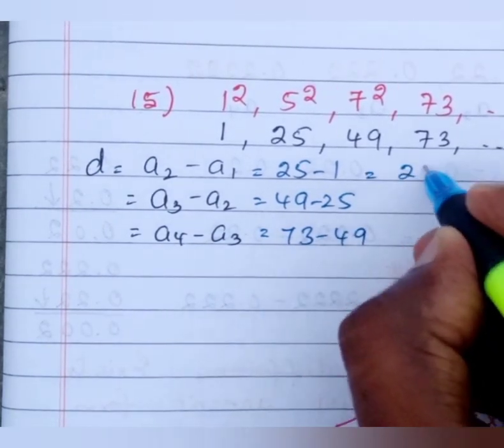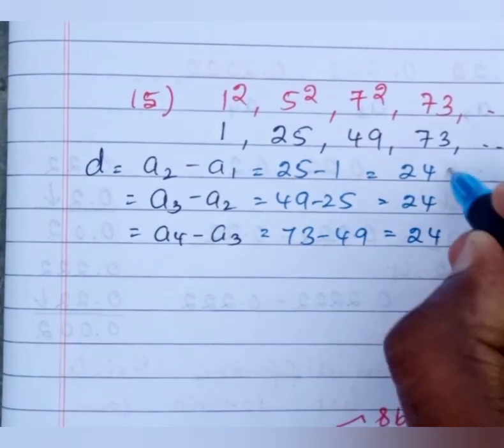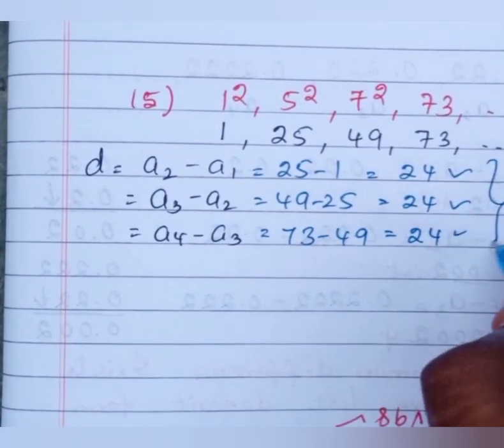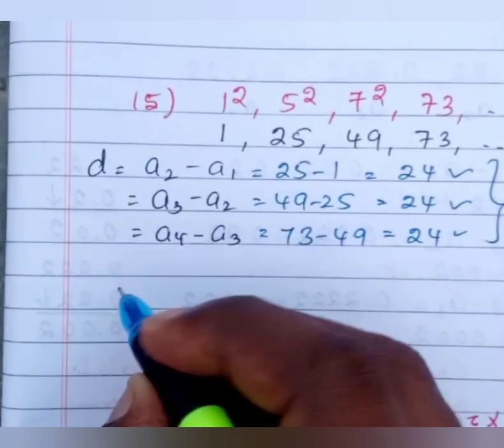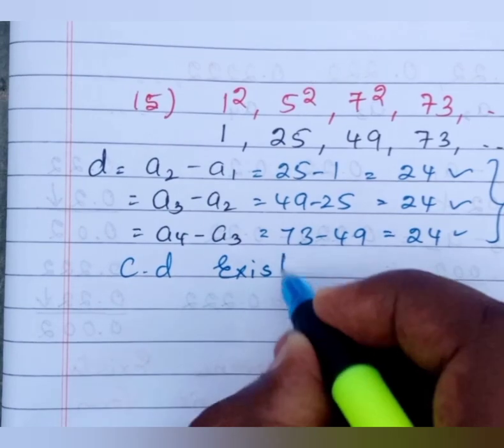Now 25 minus 1 is 24. 49 minus 25 is 24. 73 minus 49 is 24. Therefore, the common difference exists. What is the common difference? It is 24. Now we need to find out the next few more terms.